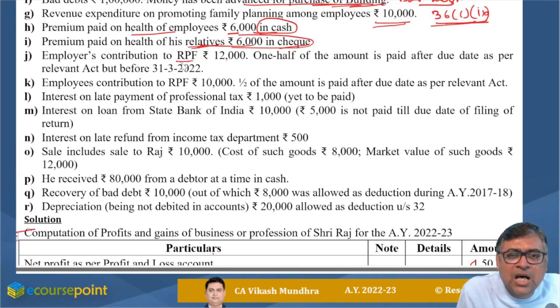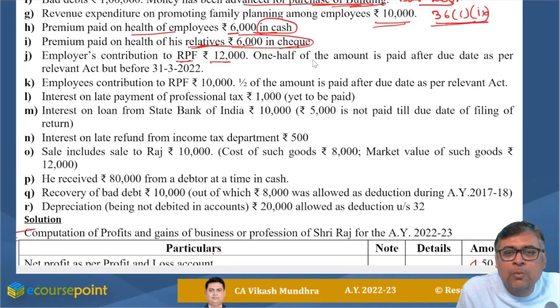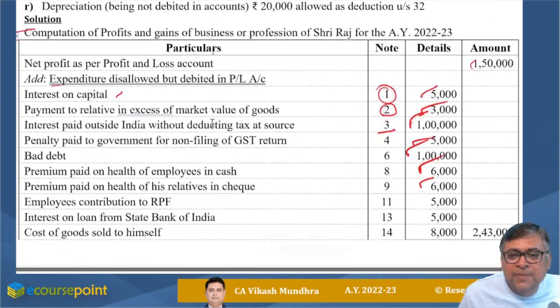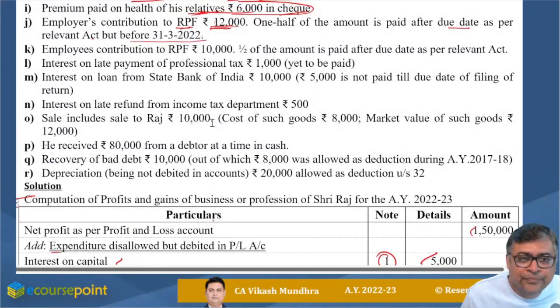Employer's contribution to RPF, rupees 12,000. One half of the amount is paid after the due date as per the relevant act, but before 31st March 2022. Out of this contribution of rupees 12,000, the amount was paid after the due date of the PF, but before the end of the previous year. Even if it was paid before the due date of filing return, it should be allowed. Since it was paid in the previous year itself, nothing is to be done. No adjustment is required in this regard.